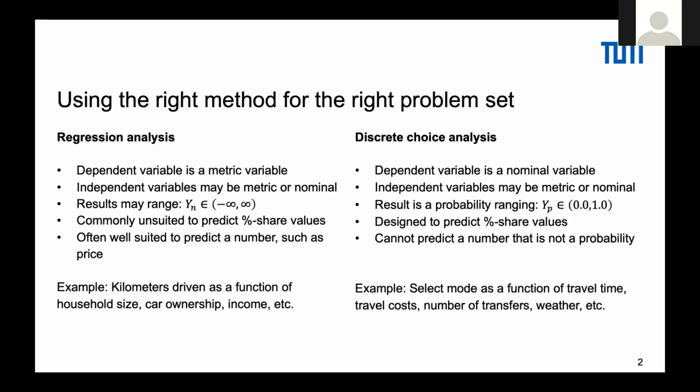Regression analysis is almost always unsuited to predict a percent share value. So if you try to predict the share of people who use the bus, regression analysis performs extremely poorly and is usually unsuited. That's where you use discrete choice analysis, because it's really built to calculate the percent share. But regression analysis is very suited to predict a number, such as the price.